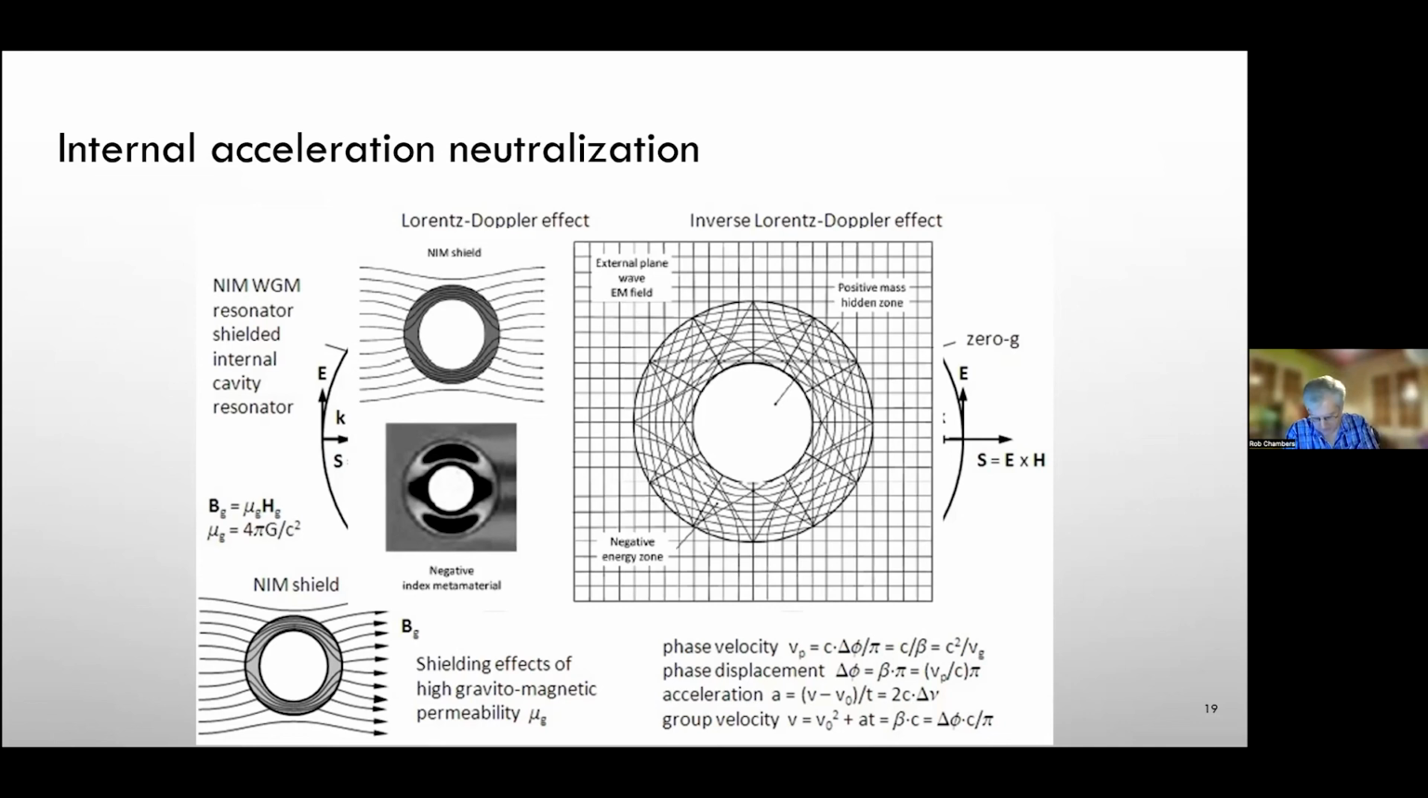Now, he's also saying this is something which can be done with negative index metamaterials to redirect either, well, in the bottom left, he talks about the gravitomagnetic permeability. So that would assume a metamaterial which also has a high gravitomagnetic permeability, which may or may not be possible. This is, I suppose, speculative at this point.